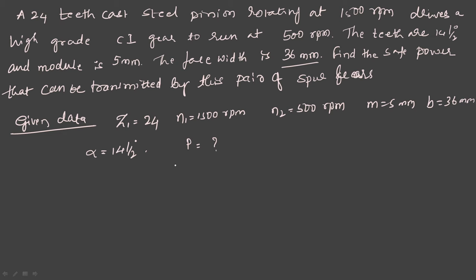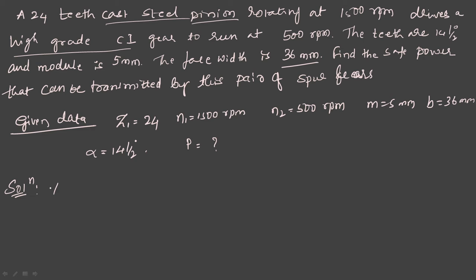One thing is that you need to find out the weaker member here. Now they have given the material: high grade cast iron for the gear and a cast steel pinion. So let us go for the solution.